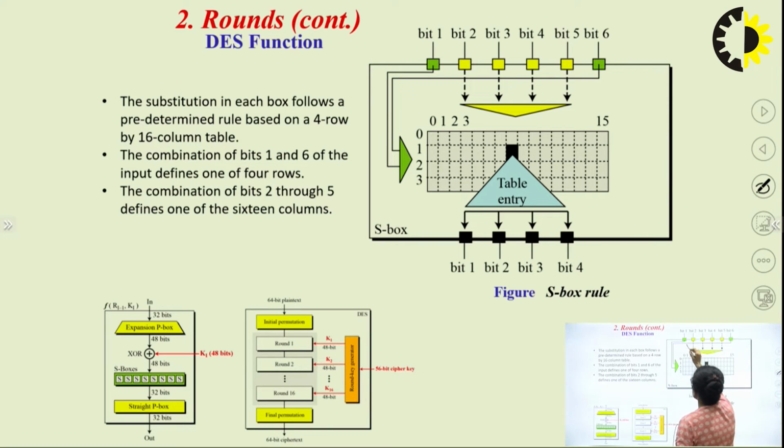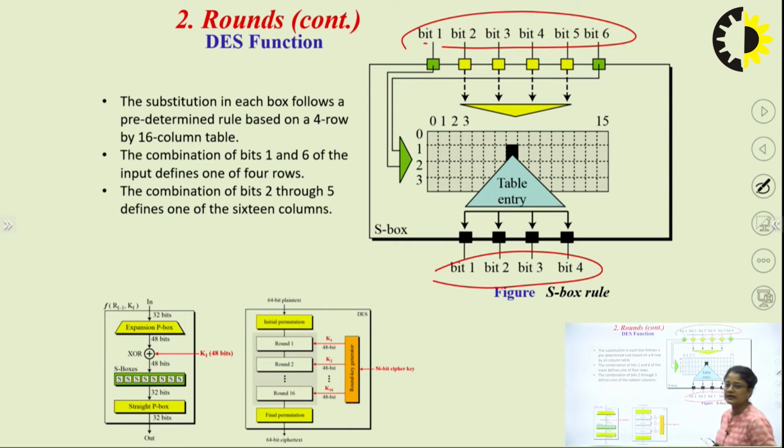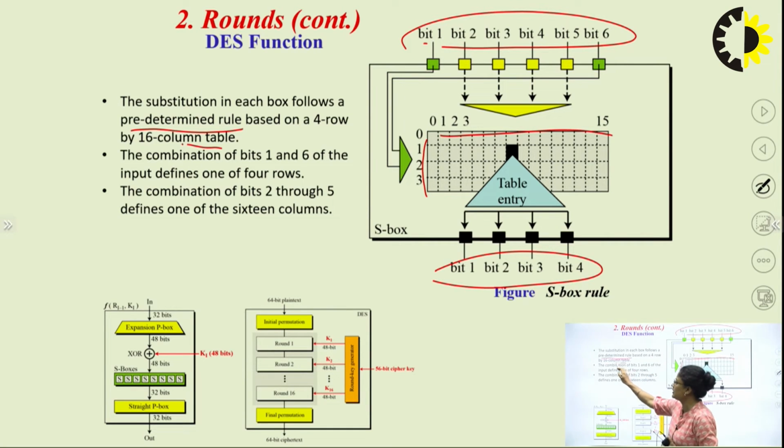If you remember, each S-box has got 6-bit input and it gives a 4-bit output. Each S-box takes a 6-bit input and gives a 4-bit output. So how does it work? If you see, this S-box follows a predetermined rule. The rule is predetermined, the tabular pattern is predetermined, and the rule is based on a 4-row 16-column table. It is a matrix of size 4 by 16.